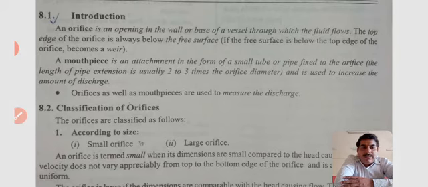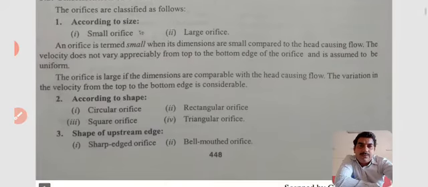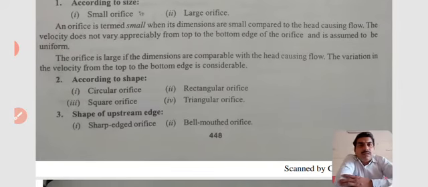Now, basic classifications of orifices. The 2 types of orifices according to size are small orifice and large orifice. An orifice is termed small when its dimensions are small compared to the head causing flow. The velocity does not vary appreciably from the top to the bottom edge of the orifice and is assumed to be uniform.